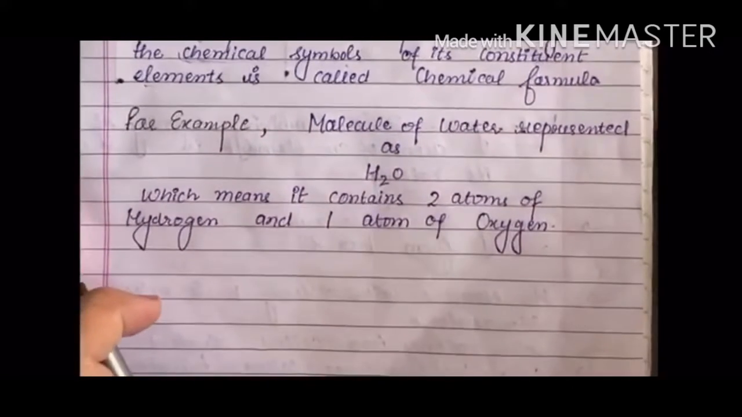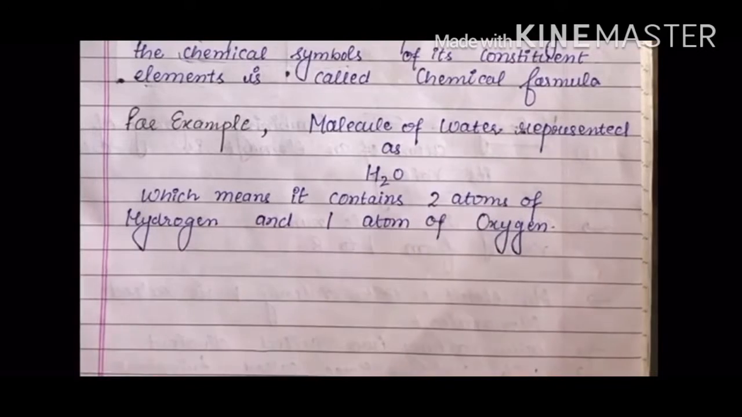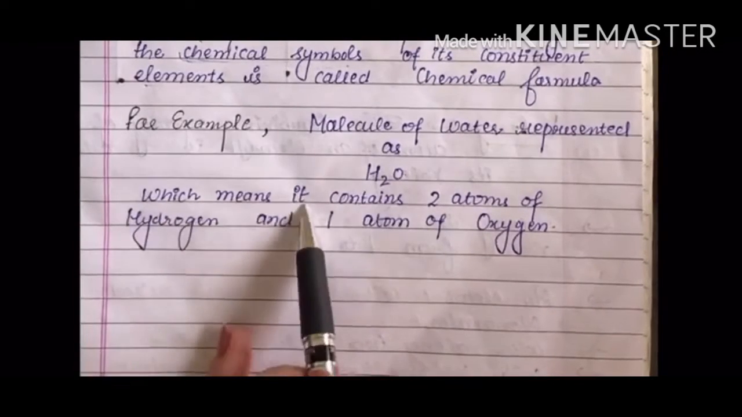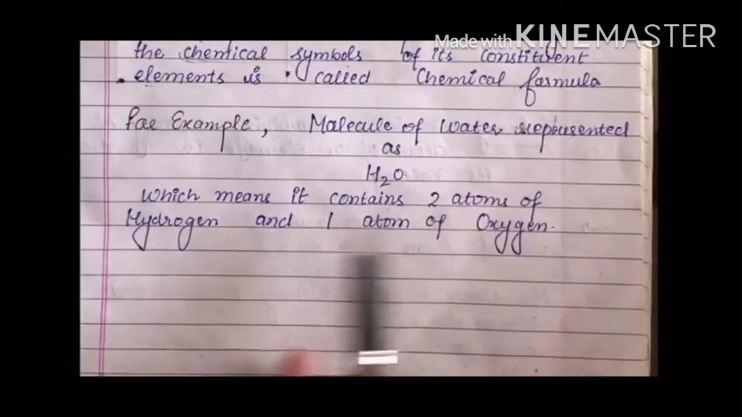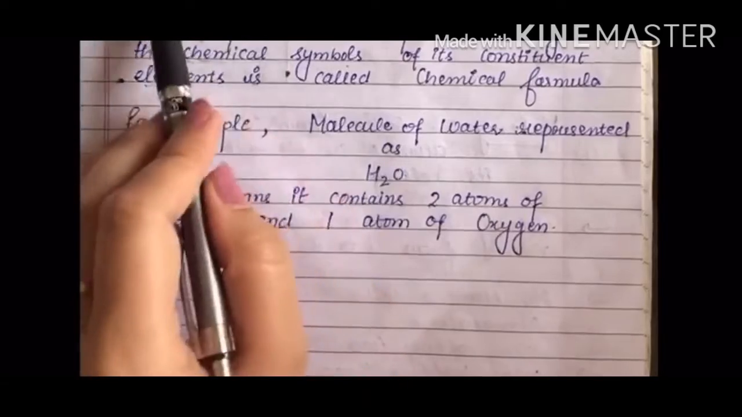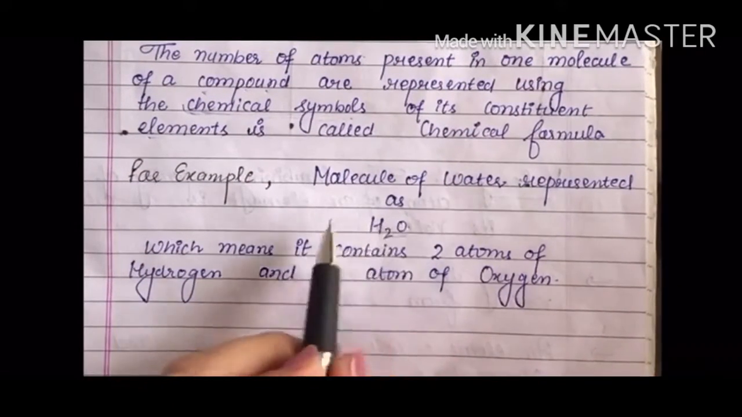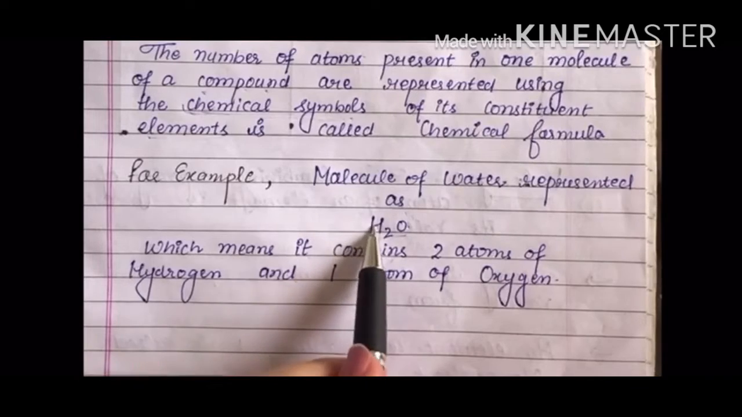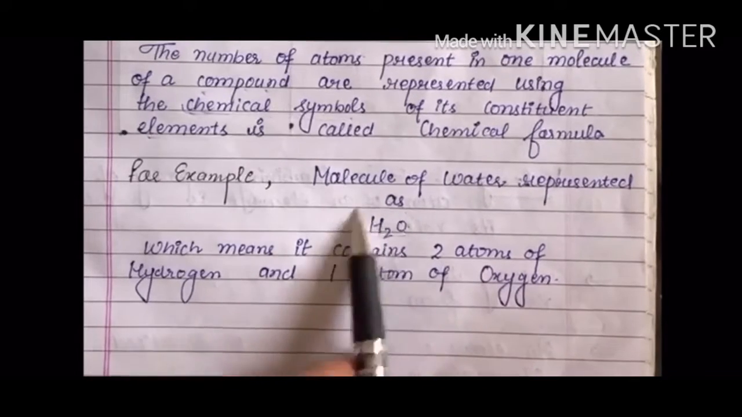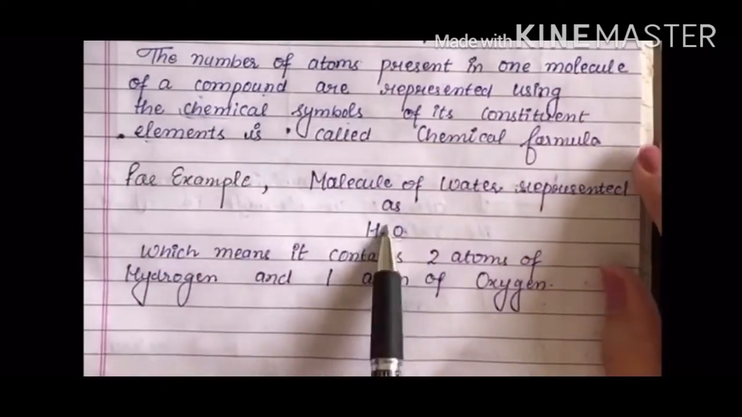For example, the molecule of water. How do we represent a water molecule? H2O, which means it contains 2 atoms of hydrogen and 1 atom of oxygen. So the chemical formula of water is H2O. It represents that there are 2 hydrogen atoms and 1 oxygen atom present. So this is the chemical formula of the compound. The compound is water here.